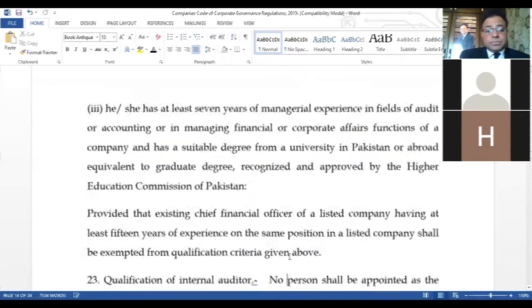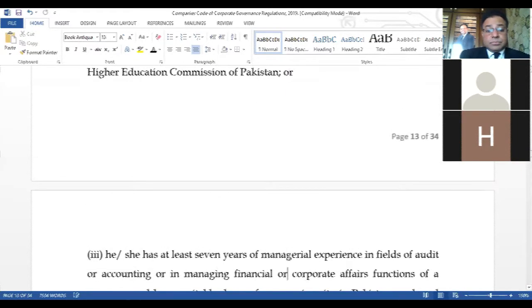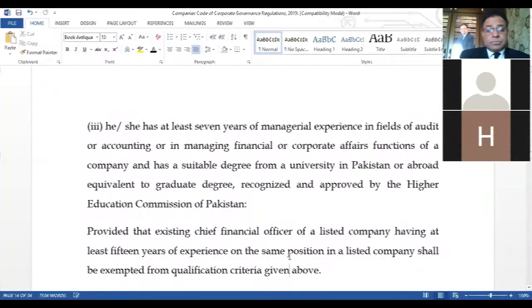Third, he or she has at least 7 years of managerial experience in fields of audit or accounting or in managing financial or corporate affairs functions of a company and has a suitable degree from a university in Pakistan or abroad equivalent to a graduate degree recognized and approved by the Higher Education Commission of Pakistan, provided that the existing CFO of a listed company having at least 15 years of experience on the same position in a listed company shall be exempted from qualification criteria given above.